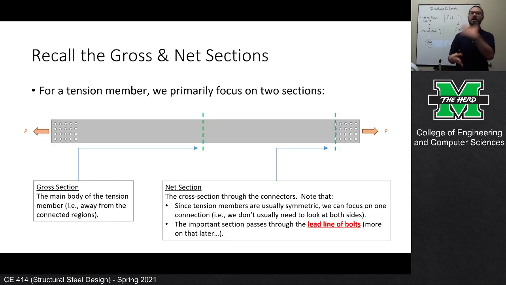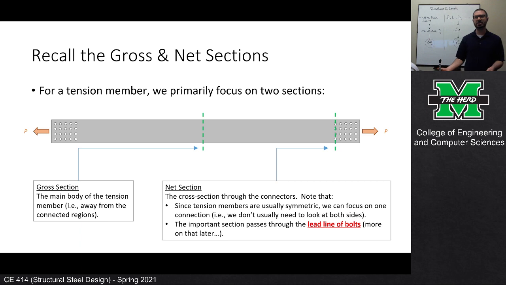Let's go back to this concept of the gross section versus the net section. In a tension member, not only are we looking at the net section, the cross section through that edge segment of bolts, but we also want to pay attention to the main body of the member as well, the gross section. So we have two different sections that we look at, and for each of those sections, we can compute an associated section property.